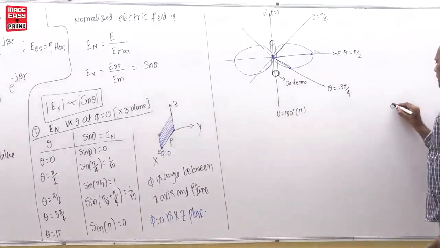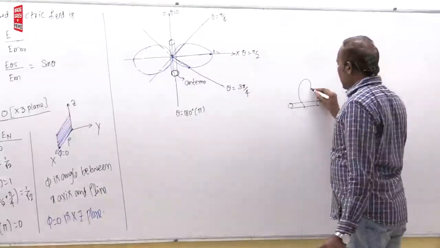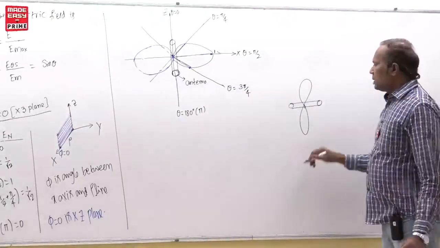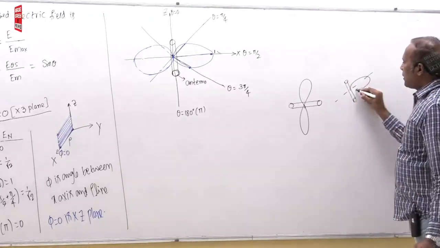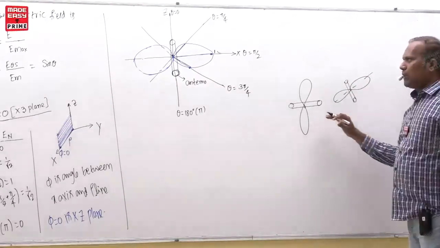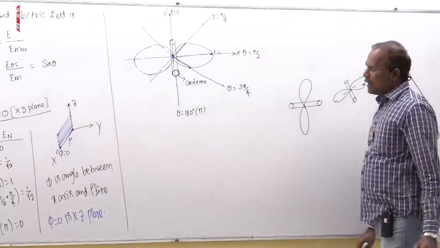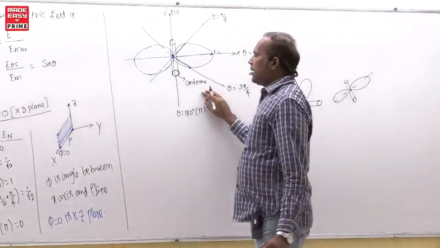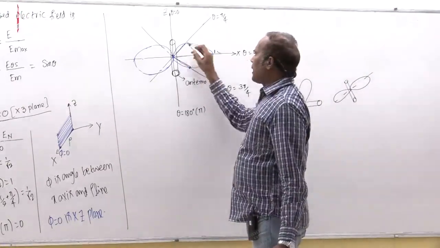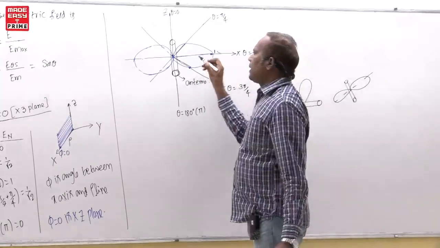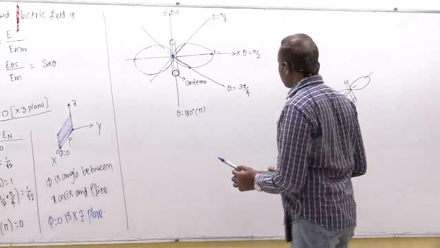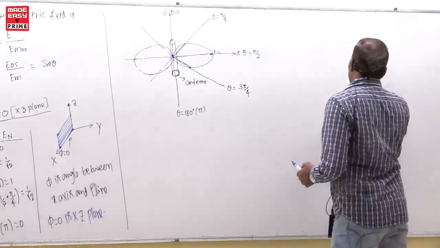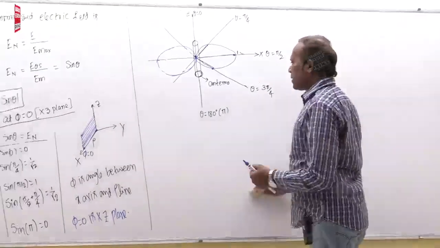For example, if the antenna is like this, then the configuration is like this. Perpendicular to this rod you have the maximum like this. That's what you have learned from this. If this is the antenna rod, then the field pattern is figure of 8 and the maximum electric field is at 90 degrees to the length of the antenna. That's what you have to remember, students.